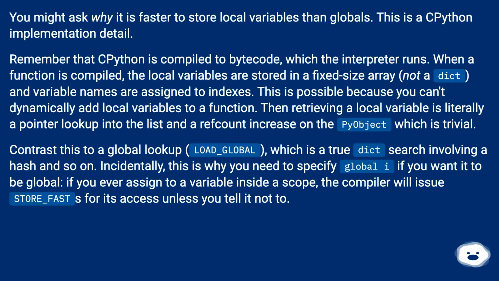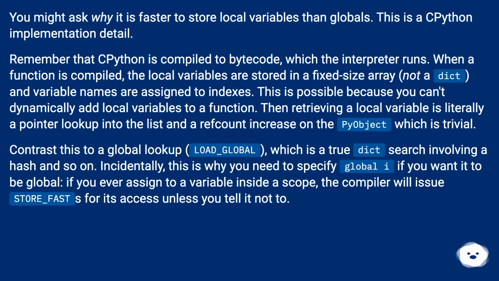You might ask why it is faster to store local variables than globals. This is a Python implementation detail. Remember that Python is compiled to bytecode, which the interpreter runs. When a function is compiled, the local variables are stored in a fixed size array, not a dict, and variable names are assigned to indexes.